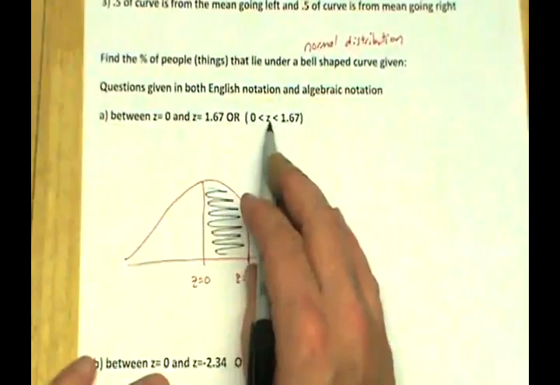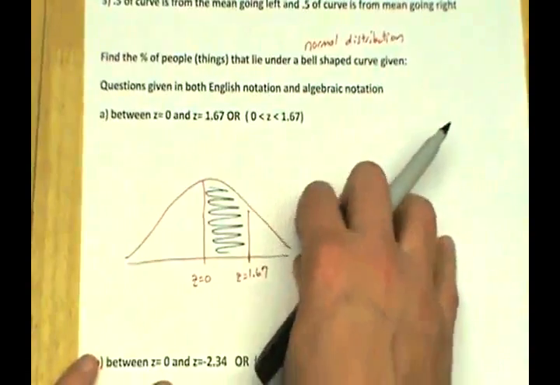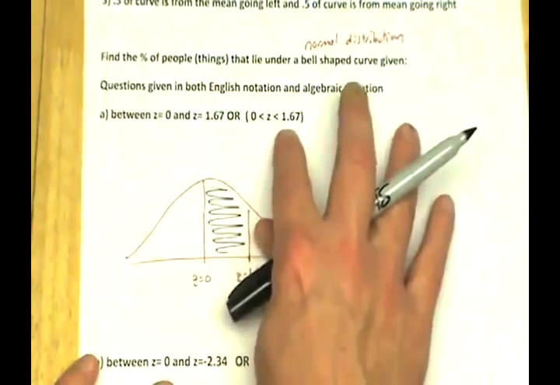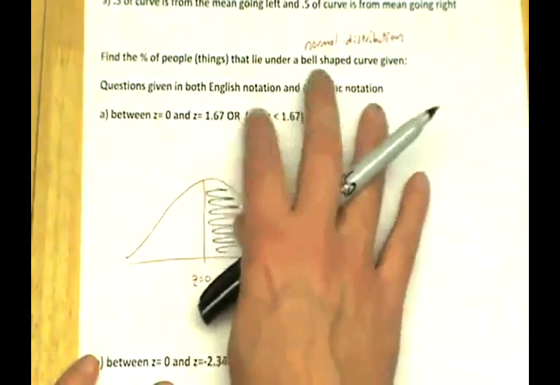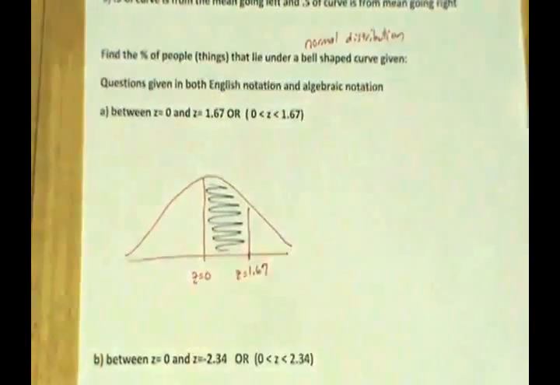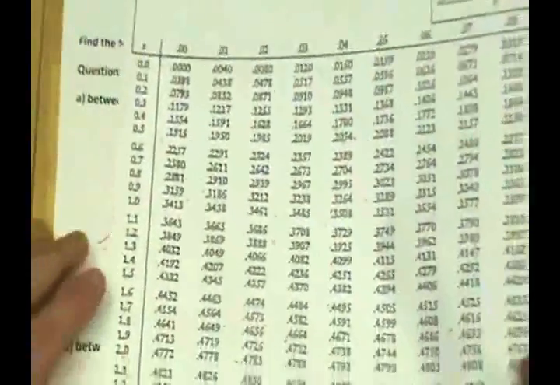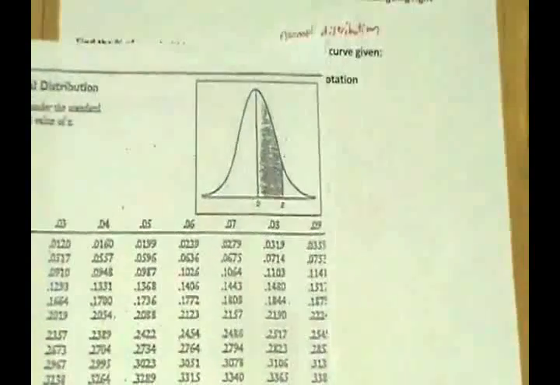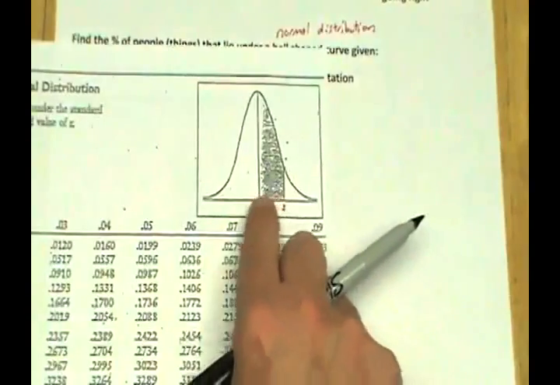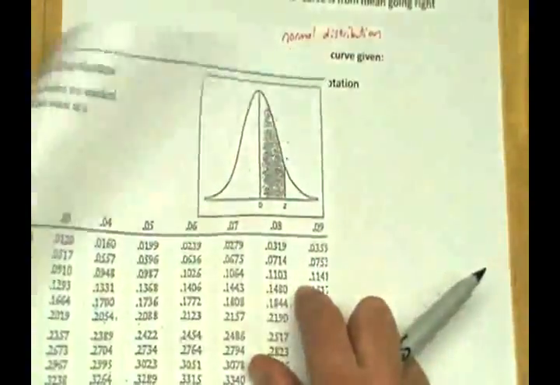Notice that the z-score is sandwiched between 0 and 1.67. And in your homework, I believe there are 20 or 30 questions, and half are going to be in the English notation, and the other half in the algebra notation. So I use both here for this lesson. Well, between 0 and a z-score is exactly what your bell-shaped curve chart talks about. So here we go. 1.67 is the number. If you notice in the upper right-hand corner, they give you a bell-shaped curve, they give you 0, and they give you a z-score, and they color in between. So that's exactly what we're asking for in this particular question.